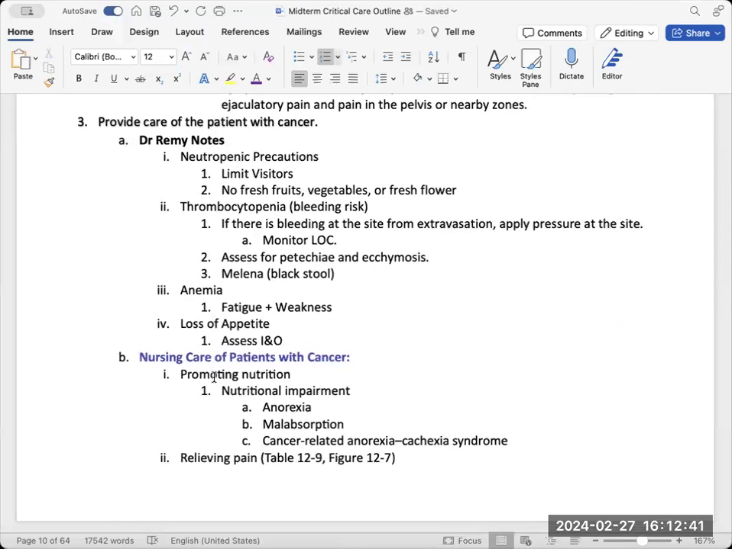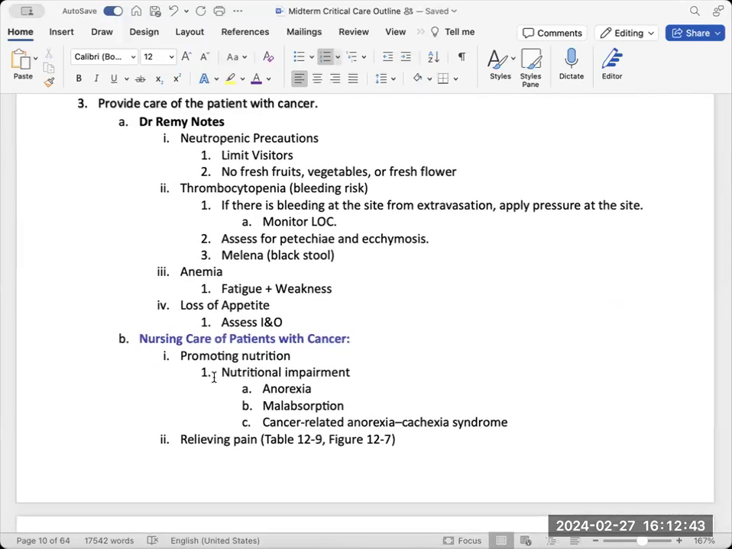Okay. So the next question is to provide care for a patient with cancer. So when we're thinking about cancer, we have to think about the manifestations, right? So we know they have myelosuppression or bone marrow suppression, so they need neutropenic precautions. They also are at risk for thrombocytopenia, which puts them at risk for bleeding. They'll have fatigue and weakness from anemia. They have stomatitis. They'll have alopecia, which is hair loss. They'll have nausea and vomiting. They'll be in pain, and they'll have poor nutrition. Thinking about all of these things is how we're going to care for our patients.